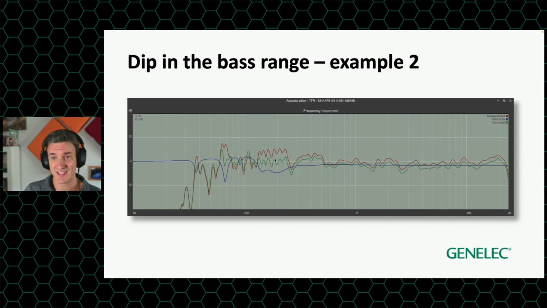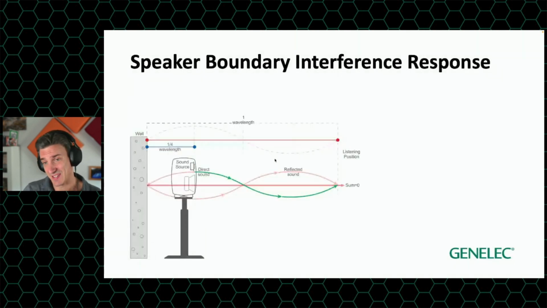What's causing these dips? It's just the so-called speaker boundary interference response. And of course, you can also be in a null of a modal frequency. This is also possible. But in a lot of cases, it's somehow easy to evaluate that it's really caused by a speaker boundary interference response, which just means you have a direct path of sound. This is here in green, from the front of the speaker to you.